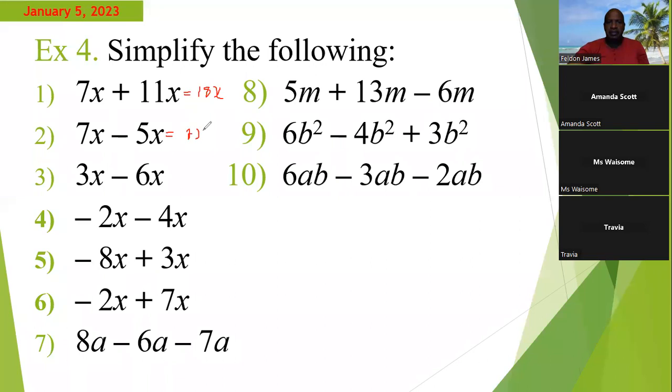Anybody else for the next one? Yes, sir. Number 3 would be negative 3x. All right, so this will be negative 3x. Number 4? Negative 6x. All right, negative 6x.